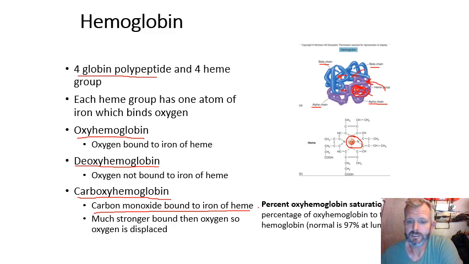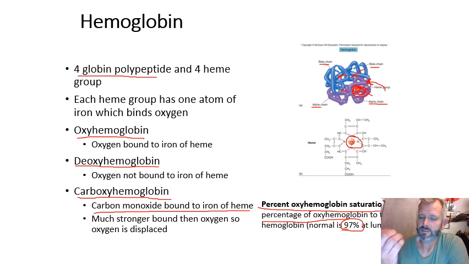There is a term called percent oxyhemoglobin saturation, and this has to do with the total hemoglobin available, how much is actually bound to oxygen. What we're going to see at the lungs is basically 97% saturation. 97% normally at the lungs. 97% of the hemoglobin is bound to oxygen, in the oxyhemoglobin form. And we're going to see how this operates.